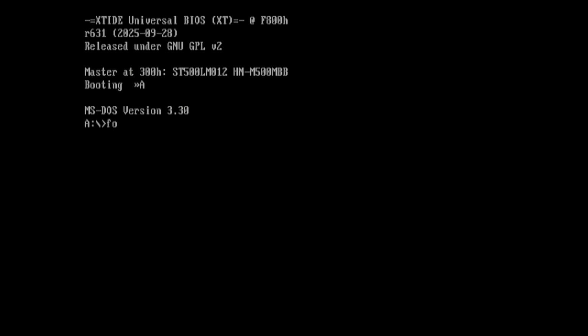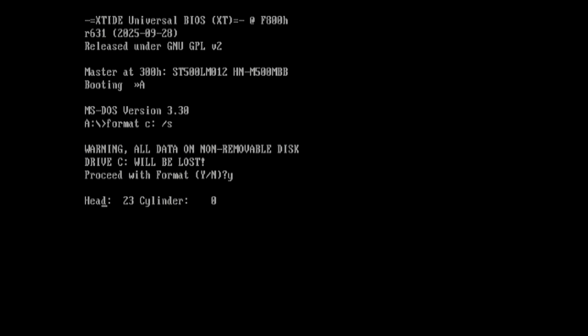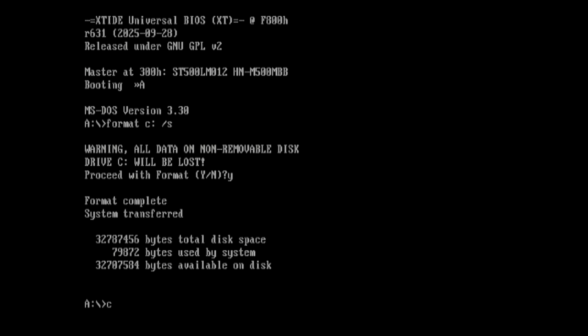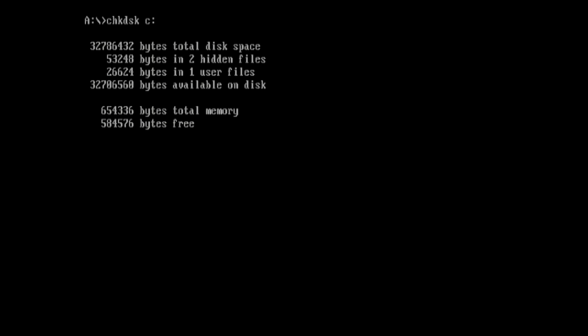Now we just need to do format C: /S. That's finished. If we just clear the screen, do chkdsk C:. So we can see there that we've got two hidden files, which are IO.SYS and MSDOS.SYS, which are the MS-DOS operating system files.